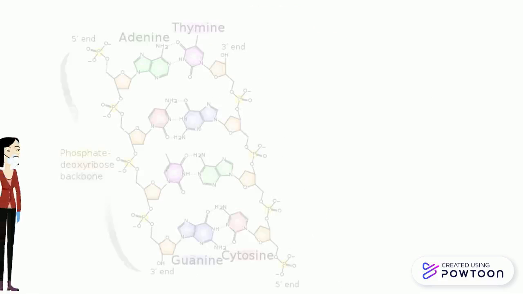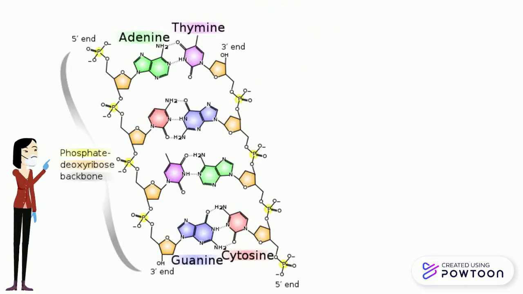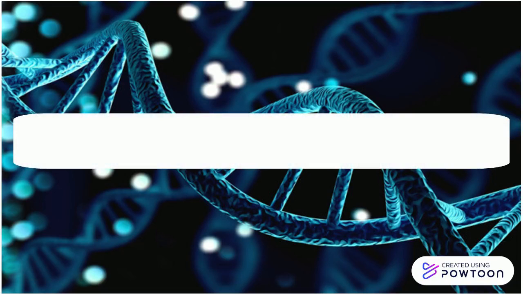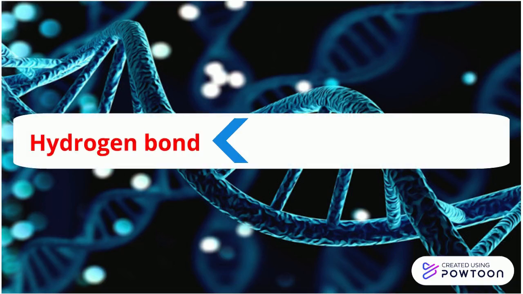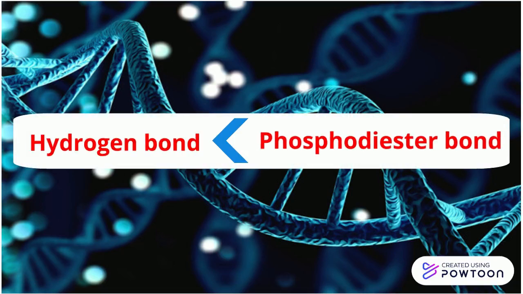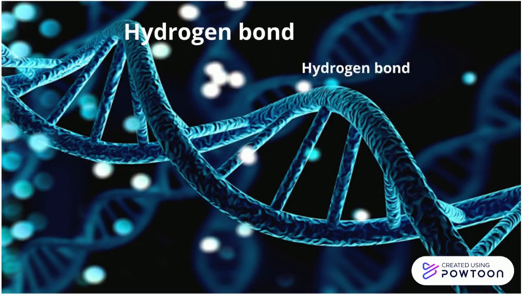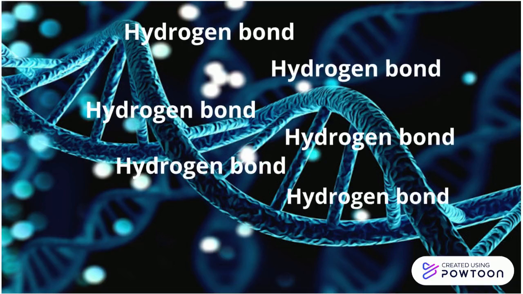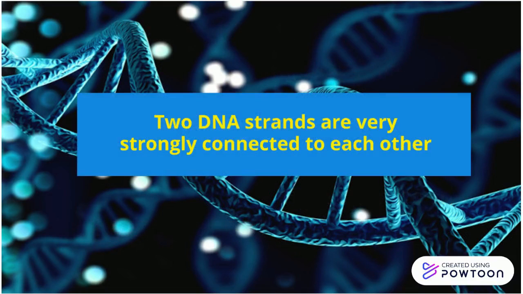The nucleotides forming each DNA strand are connected by non-covalent bonds called hydrogen bonds. Considered individually, hydrogen bonds are much weaker than a single covalent bond such as a phosphodiester bond. But there are so many of them that the 2 DNA polymers are very strongly connected to each other.